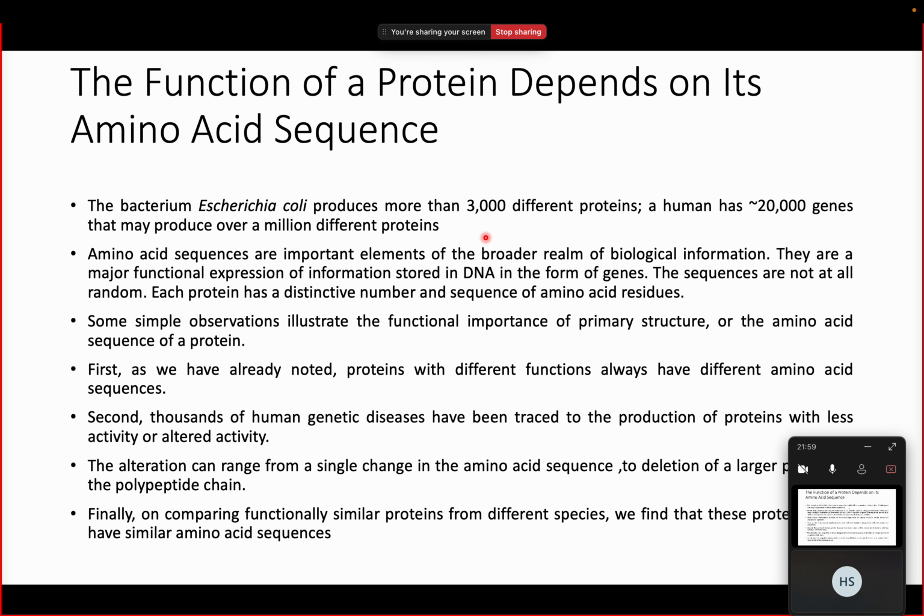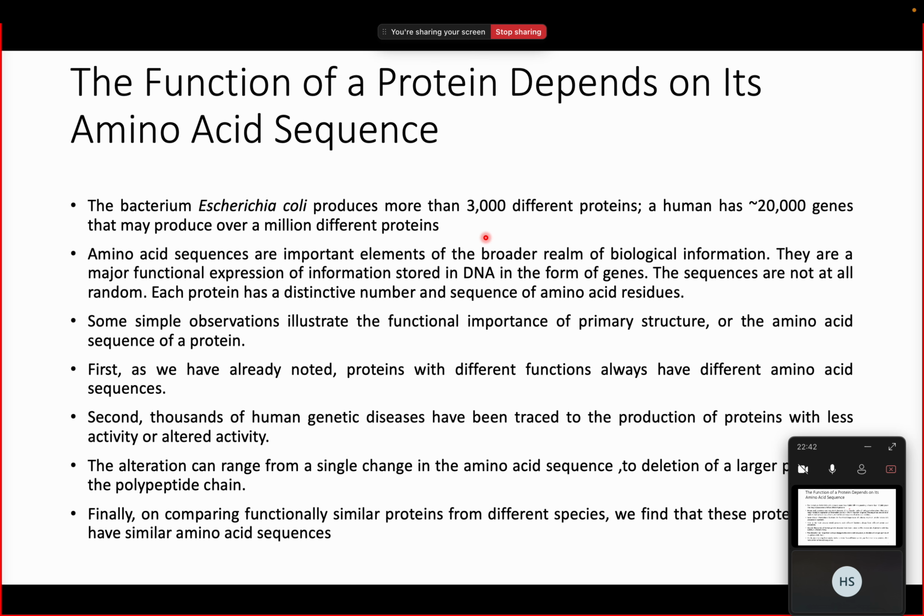Each protein has a distinctive number and sequence of amino acid residues, right? So why are we saying proteins are important? Because when DNA is replicated and transferred from one generation to another, what it is making that ultimately does the function is the protein. So it is kind of a workhorse for DNA. The DNA stores the information, and proteins are the ones doing the functions which are stored in our DNA. Some simple observations illustrate the functional importance of primary structure.